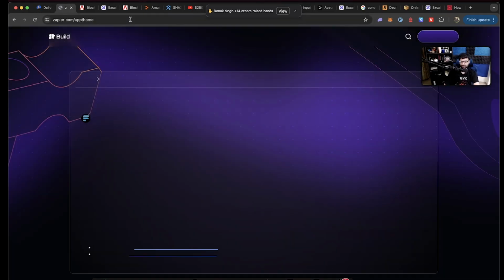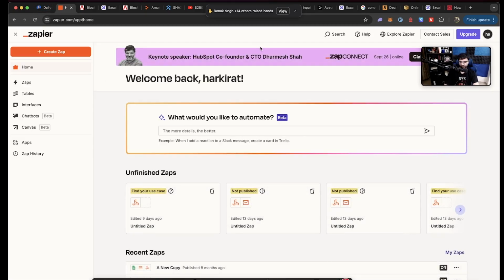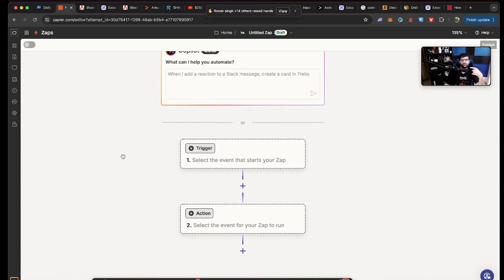Let's open Zapier really quickly. What can be the triggers that you can create for a Web3 specific Zapier, or outputs maybe? So it can be your own wallet address, tracking your own wallet address for portfolio.